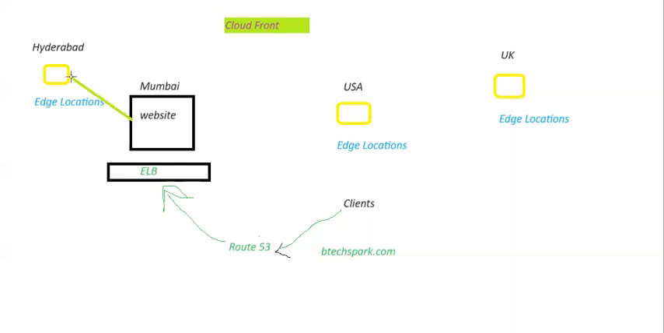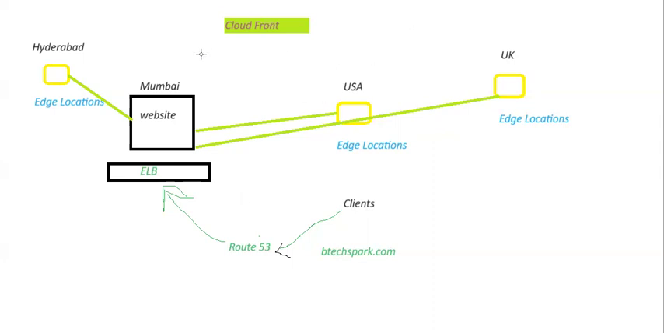For my application, my caching will happen at the Hyderabad location, and my website caching, my application caching, will happen at the USA region. Since in the USA region also we created this edge location, right? So that's why caching will happen at the USA region as well, and in the UK region as well. This caching will happen.